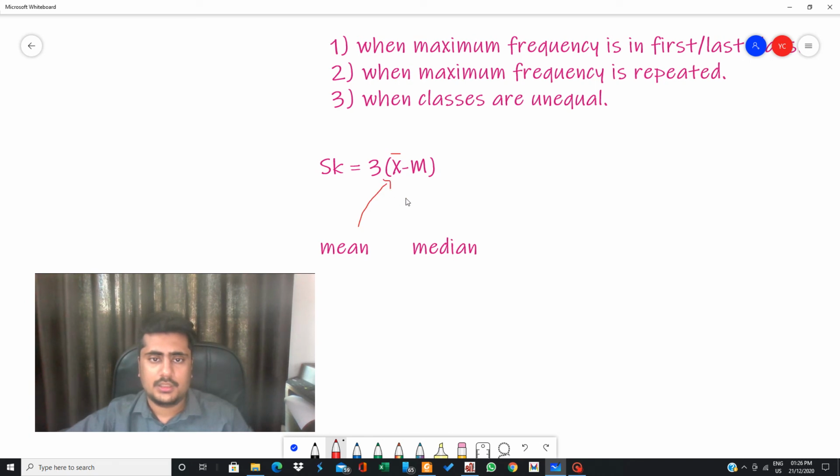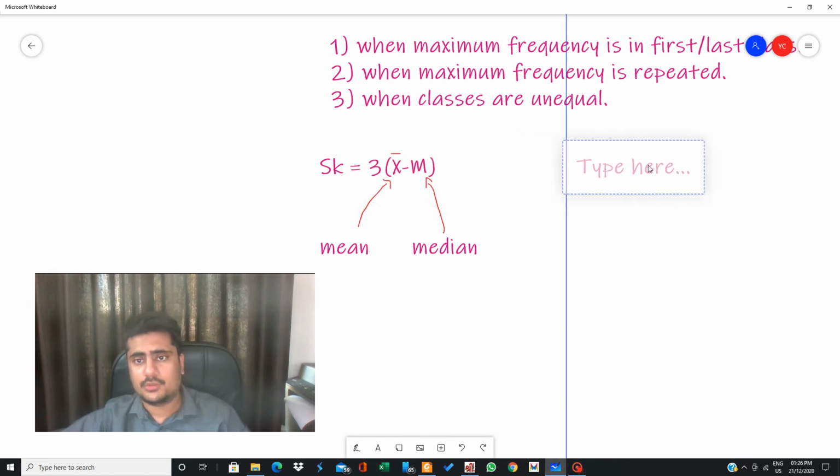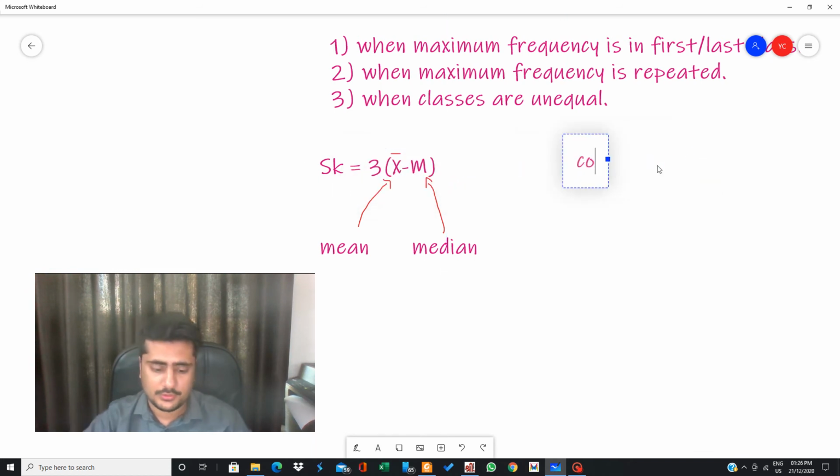This is mean and this is... okay. So we will not find mode here. Directly we will be finding mean, then median, and then we'll put this formula 3 into mean minus median. Then we had the formula for skewness also. Sorry, coefficient of skewness also.